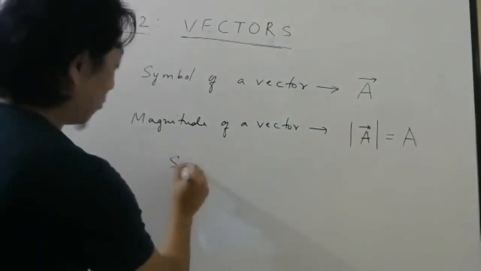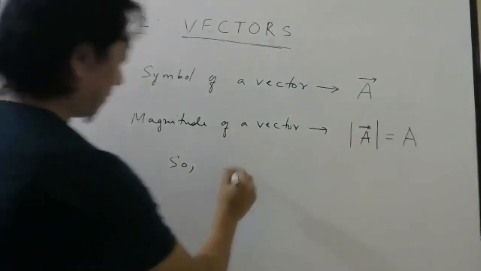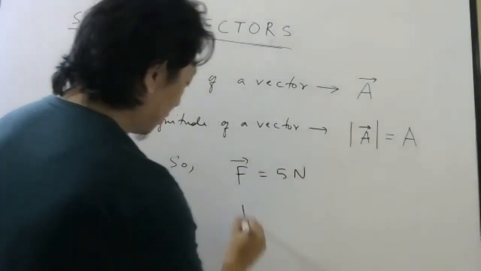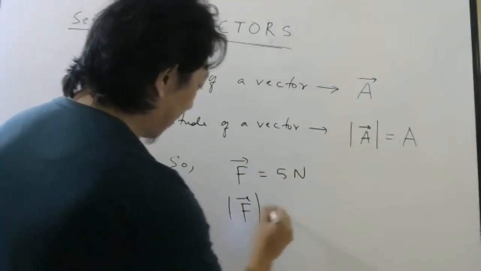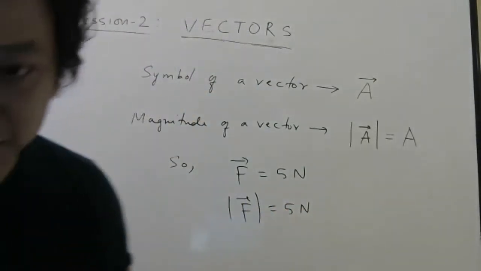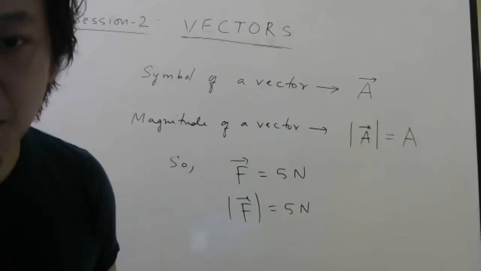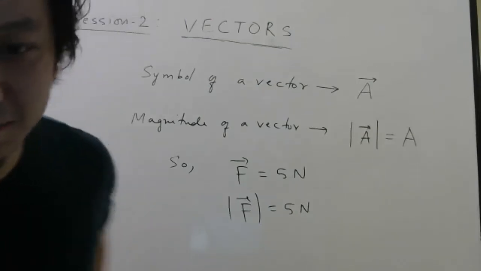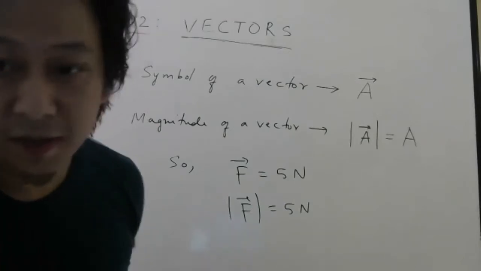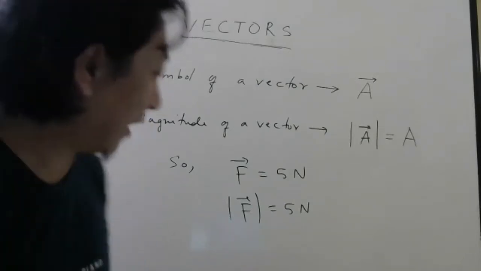So tell me which is correct, which is wrong. F bar 5 Newton. Modulus of F bar 5 Newton. Which is right, which is wrong? One of them is correct, one of them is incorrect. Second one is right.